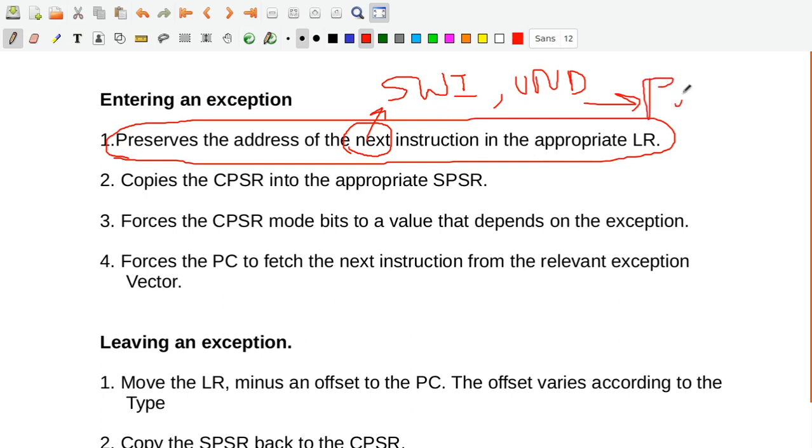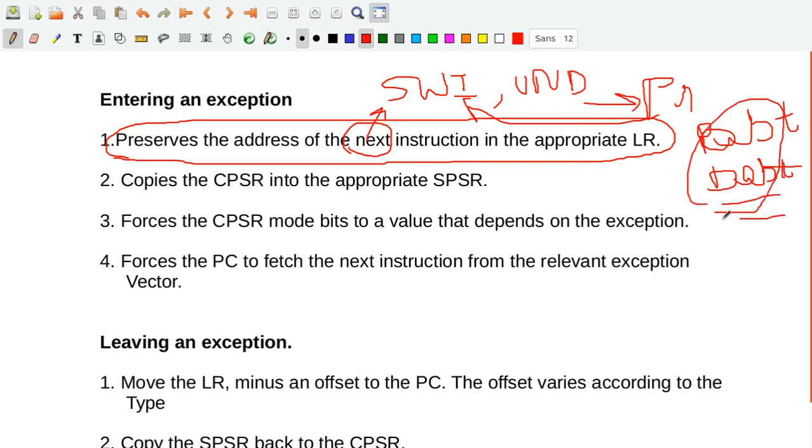because these two are written by the programmer only. The programmer writes the software interrupt instruction. So he interrupts through the software mode, and whenever that happens, you just have to switch to the next instruction. Whereas with respect to other exceptions like prefetch abort (PABT) or data abort, when these kinds of exceptions happen, it has to return back to this instruction only. That is what you have to keep in mind.